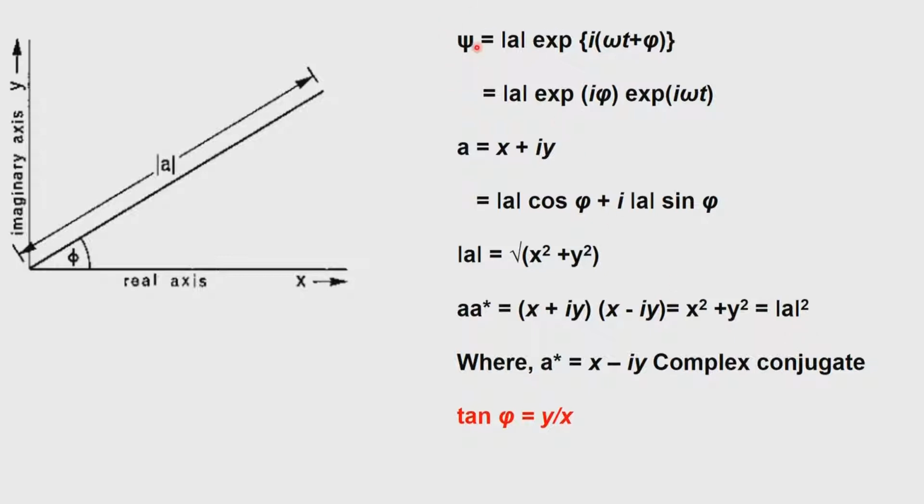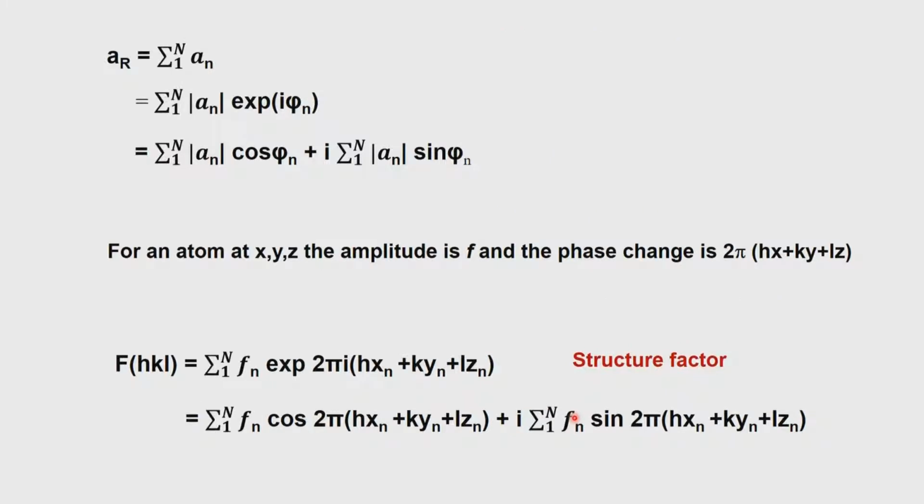So, this is representing one single wave, but we can have multiple waves. The phase associated with it, tan phi, is equal to y divided by x. Now, if there are a large number of such amplitudes, because that is what happens in a crystal, then the overall amplitude, the so-called resultant amplitude, is the sum over individual amplitudes, that is, the sum over 1 to n of modulus of A n times exponential i phi n.